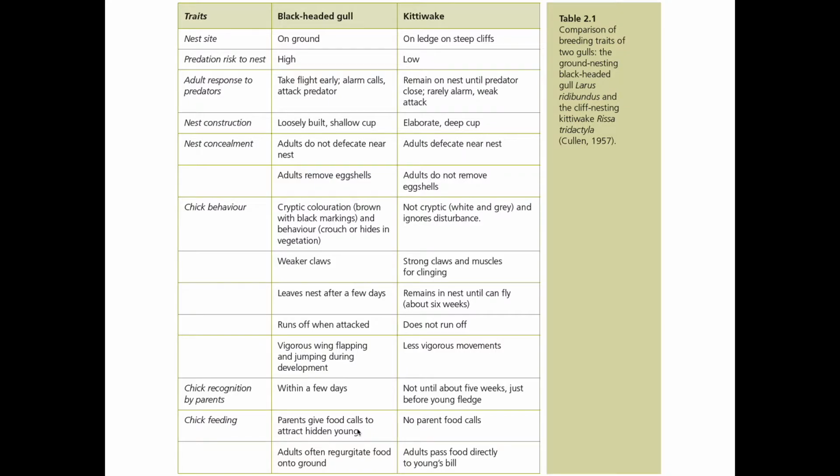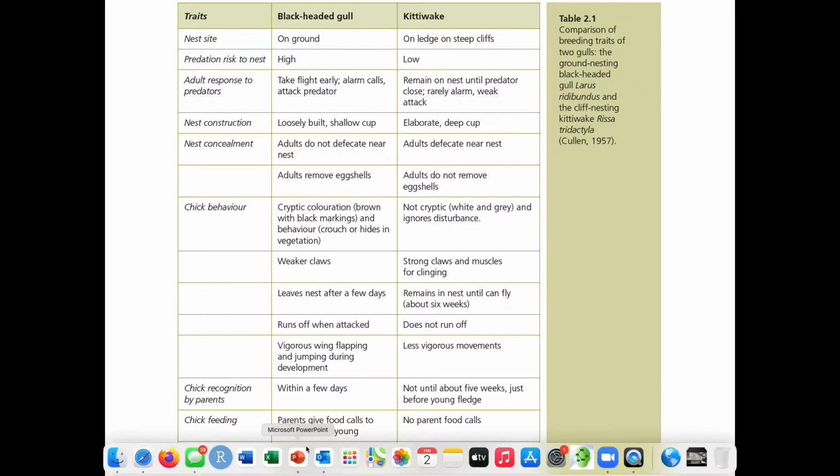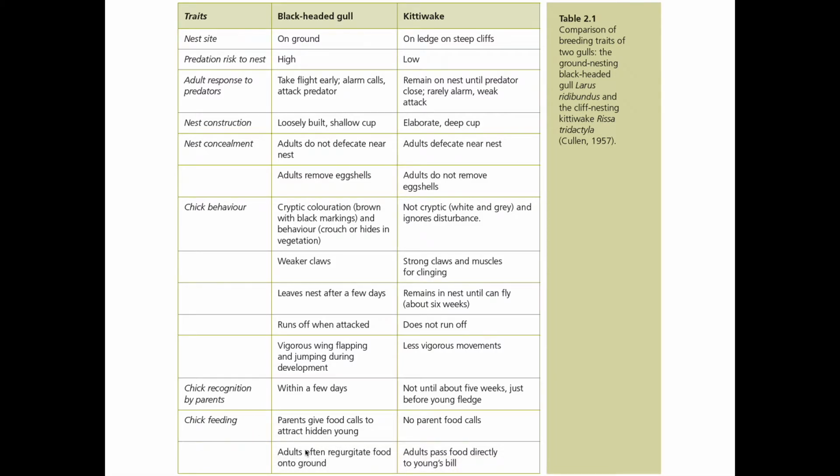Chick feeding, parents give food calls to attract the young because they might be off hiding. Hiding from who? Hiding from predators. No parental food calls because your chicks are on your ledge, because that's your ledge and that's where your chicks are supposed to be. The parents regurgitate the food onto the ground, creating a space that they come and eat, as opposed to adults passing food directly to the young's bill. Once again, that's probably just a spatial constraint due to the nest laying area.